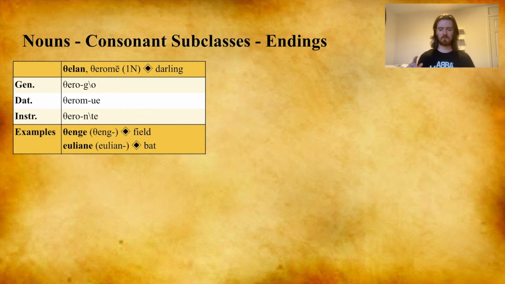We'll begin with the nasal subclass, thelan therome, which is the genitive therogo, dative theromoe, and instrumental theronte. You notice that for the nasal subclass, the genitive and the instrumental have endings which replace the final nasal sound of the stem. We can see a couple other examples here, thenge, which means field, and eoleane, which means bat. Eoleane would have the genitive singular eoliago, and thenge would have the genitive singular thego, because the ng sound, the pre-nasalized g, is replaced as part of the ending.